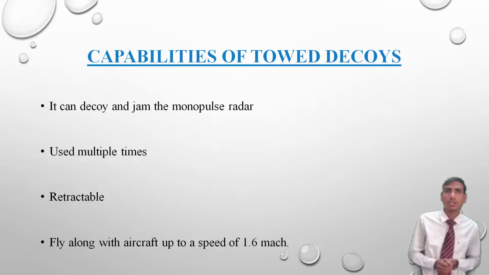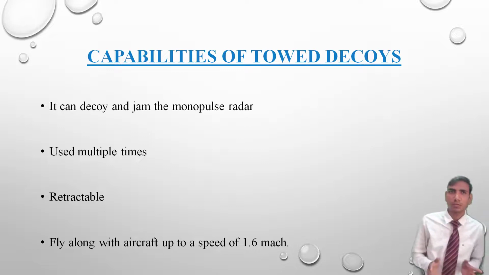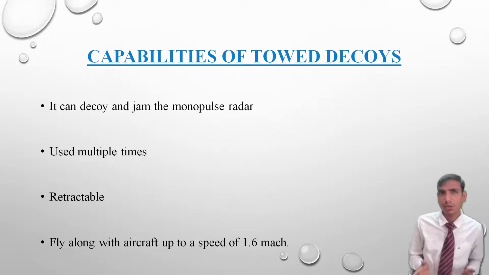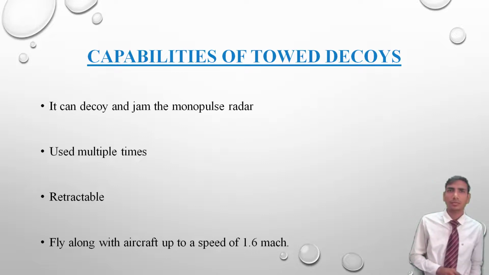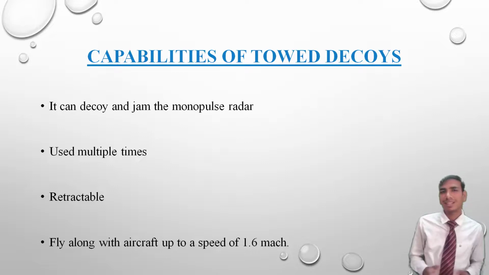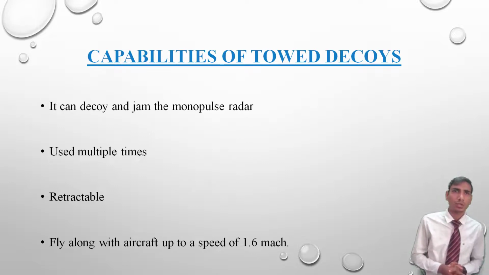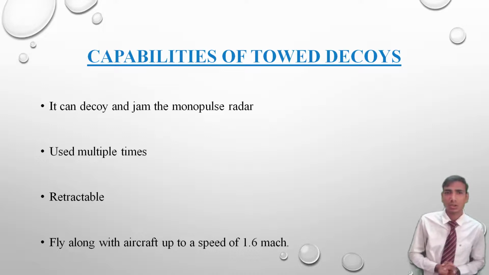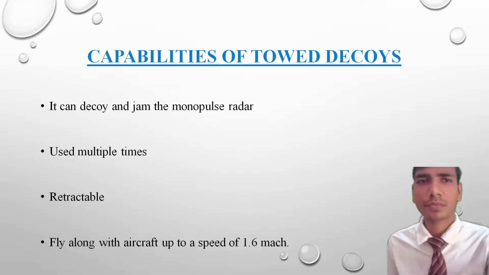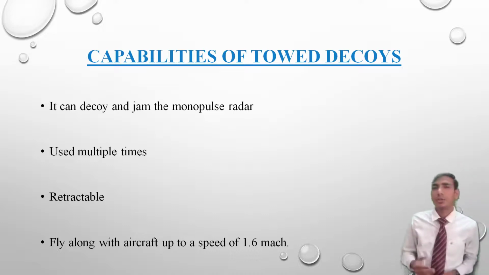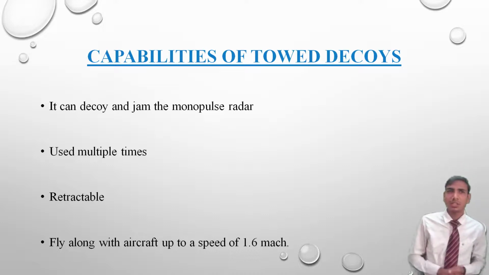Now, the capabilities of towed decoys. Normally, EW suites cannot protect from missiles equipped with monopulse radar. These decoys are especially made for SAMs, and can decoy and jam other radars along with this one. It can be used multiple times and can also be retracted. It can fly along with the aircraft up to a speed of 1.6 Mach and can withstand an acceleration force of 9G. Due to this, it can also be easily used when the jet is cruising at supersonic speed.